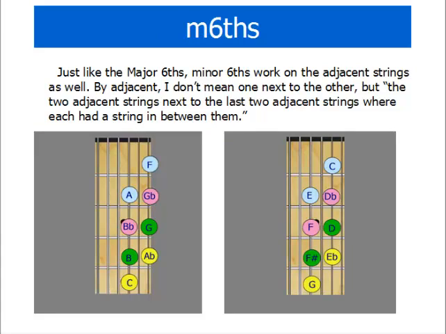Now, just like major sixth, the minor sixths also work on the adjacent strings. So move it over to the D string and the B string, and you get E C on the right there, F, D flat, F sharp, D, G, E flat. Okay.